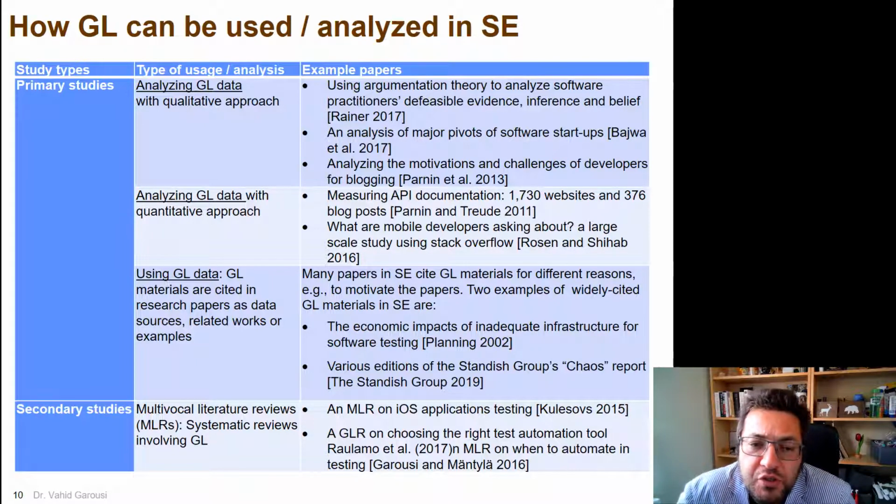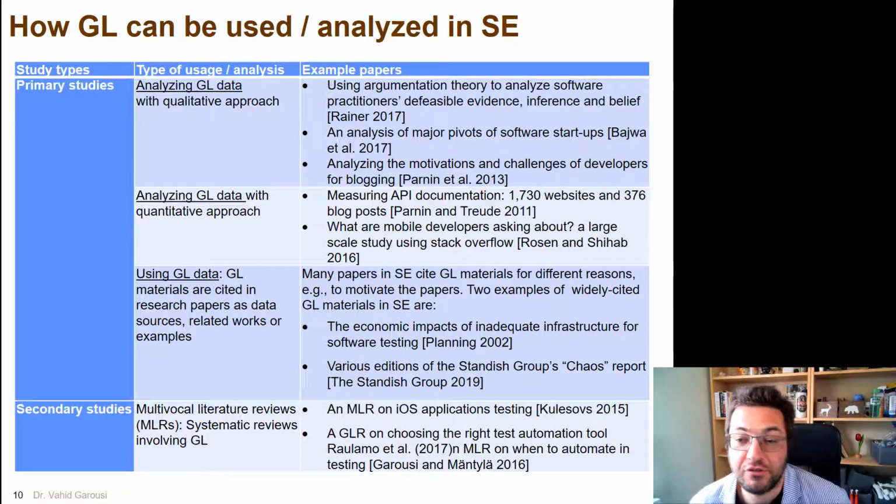There are also many papers which use GL just as data. For example, many papers use GL materials to motivate their work. For example, there were various editions of the Standish report. Of course, these are themselves GL papers, but they just use other GL materials to conduct their studies. In secondary studies, many multi-vocal literature reviews have started to appear in software engineering. So these are also very good developments in this area, and they can provide lots of benefits.